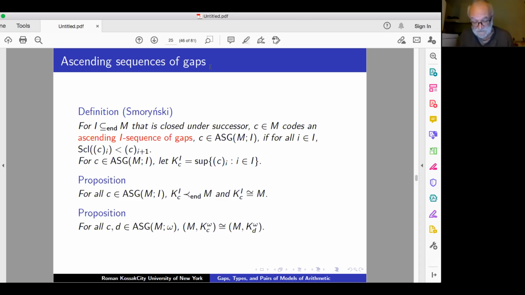ascending sequences of gaps. What happens there is that if you have an initial segment I of a model M that's closed under successor, we say that C codes an ascending I-sequence of gaps if it codes a sequence such that each next element in the sequence is above the Skolem closure of the previous one. So you can think of them as really very fast growing, as fast growing coded sequences as you possibly can. And then this is an exercise: for each such, and they do exist in recursively saturated models, you have those ascending sequences of gaps of arbitrary length. You have sequences of length the whole model.